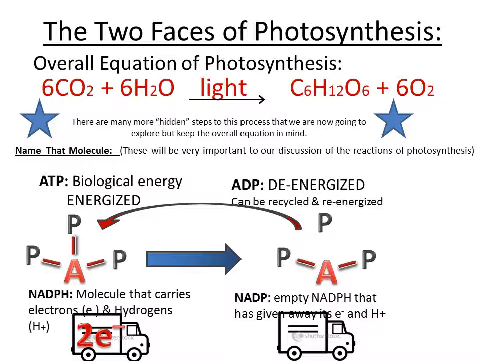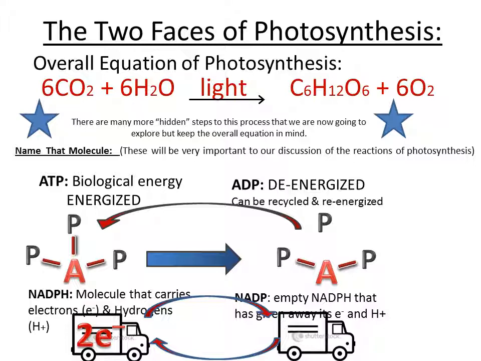So now there's our empty UPS truck. Once it drops off those 2 electrons, it's empty. It can drive back to the thylakoid, back to photosystem 1, where it can pick up more energized electrons and make the trip again. So it continues to repeat again and again. These 2 molecules, again, are very important in providing the energy necessary for the Calvin cycle to make glucose. And remember, they are both made in the light-dependent reactions.